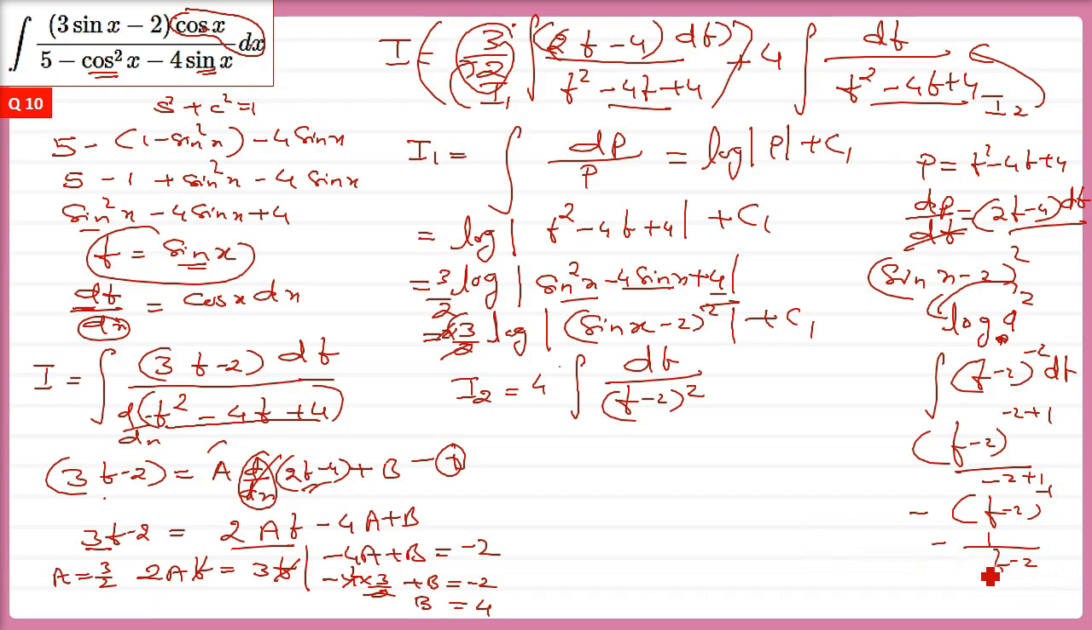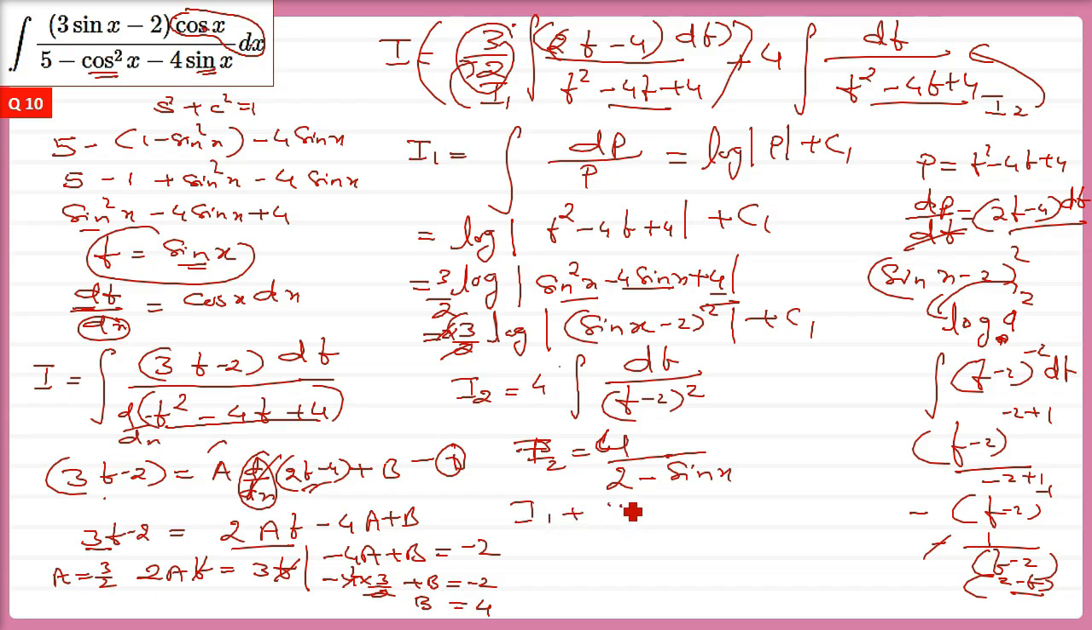What was t? It was sin x. So now you can write, 4 I have already taken because this was initially there, it is negative 1 by t minus 2. Or you can write it as 2 minus t also. If you want to avoid this negative, then just convert this t minus 2 into 2 minus t. So the negative will be forgotten. 4 divided by 2 minus sin x.